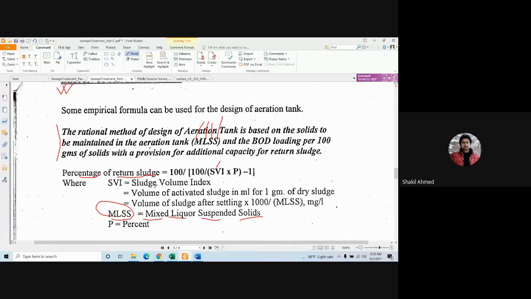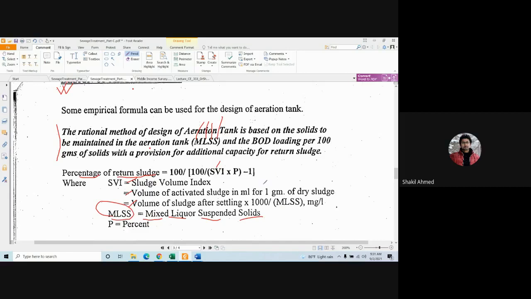where SVI equals sludge volume index, which is the volume of activated sludge in milliliter for 1 gram of dry sludge. Volume of sludge after settling into 1000 divided by mixed liquor suspended solid. So these three are the same thing. Volume of activated sludge in 1 milliliter for 1 gram of dry sludge.